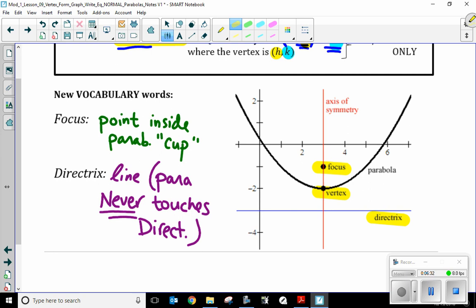Always. Okay? That's the first thing. And the second thing is why. Why is the focus and directrix so important when it comes to parabolas?